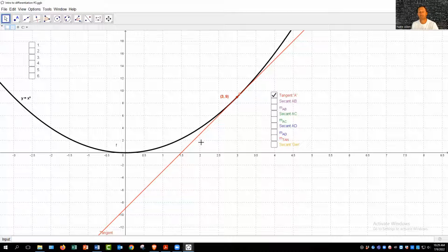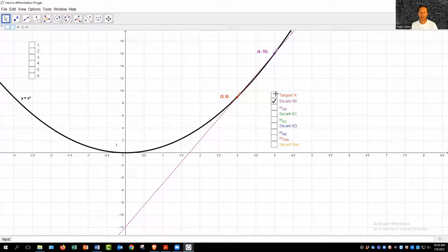So let's choose another point, not too far away from 3. Let's just go over one whole value to 4. And let's say we drew that secant line. Again, 4 squared is 16, so now I'm there. Now I can find the slope of that by simply doing the change in my y's, 16 minus 9, my y2 minus y1, over the change in my x's, 4 minus 3. And you can see that we would have a slope of 7.